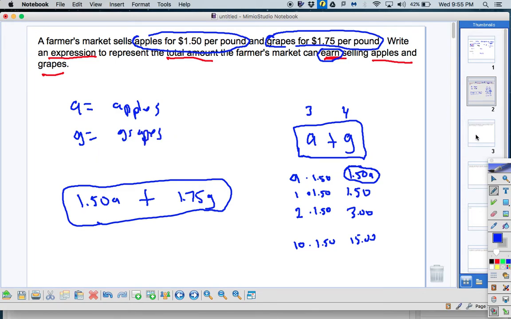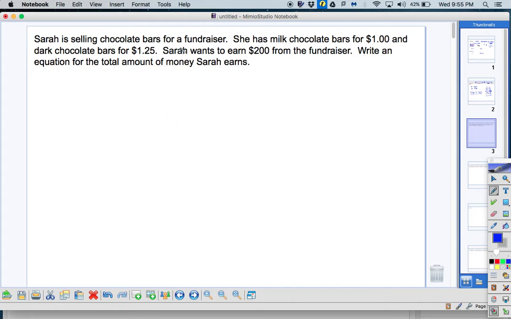All right, let's look at the next example. On the next example, Sarah is selling chocolate bars for fundraisers. She has milk chocolate bars for $1 and dark chocolate bars a little bit better, so they're selling for $1.25. Sarah wants to earn $200 from this fundraiser. So we're going to write an equation for the total amount of money she earned. So let's do what we did before, and we're going to highlight the important information. So the important information here is that milk chocolate bars are costing $1, and dark chocolate bars are going to cost $1.25. Okay, so that's our important information. And one other piece of important information is that she wants to earn $200. That's her goal, is to earn $200.